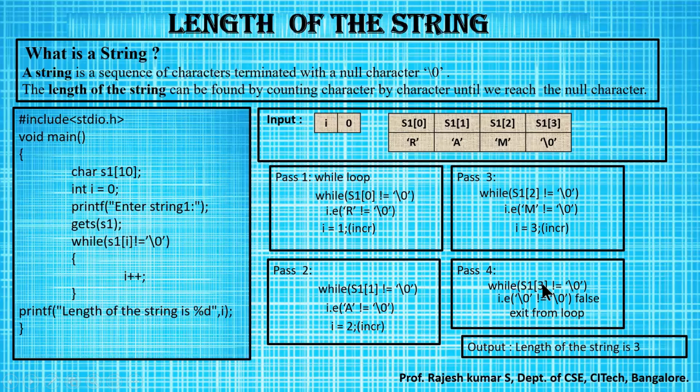What is the I value? In the last iteration, the I value was 3. I'm printing that the length of the string is 3. So this is how the program works. Without using the built-in function strlen, we have found the length of the string.